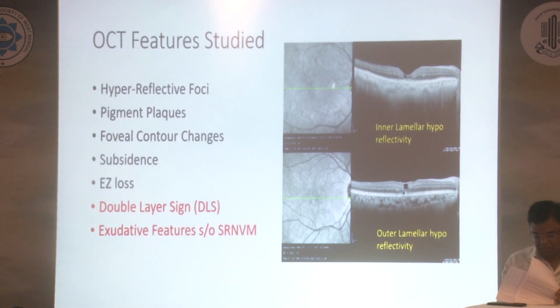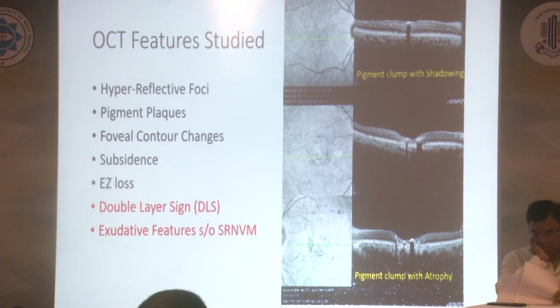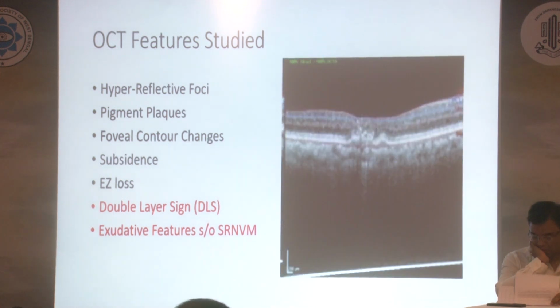So what did we study? We studied a few features like the hyperreflectivity and the spaces inside. We looked at the pigment clumps and we looked at shadowing. We looked at the features where the contour changes and the retina collapses, called subsidence, and also the loss of the ellipsoid zone in the lower layers. We also looked at the neovascular features, like the DLS, the double layer sign, and the exudation. This is an example of the DLS, where you see the RPE-Bruch's separation in the center.